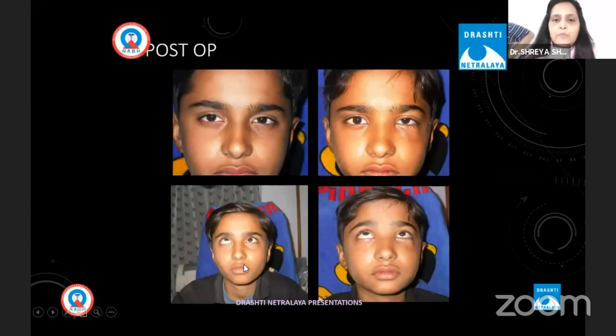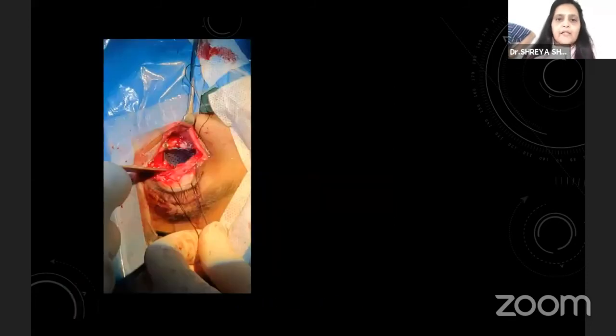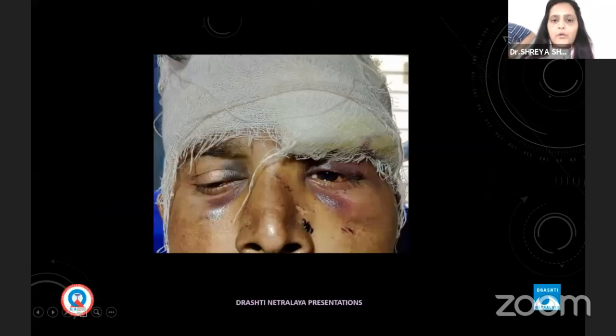So this is the third day post-op of the same boy. For this boy, we needed to wait till the enophthalmos developed. Once the enophthalmos developed, after 10 days when edema regressed, we operated for the floor fracture with titanium mesh. On table, it is seen that there is no enophthalmos.